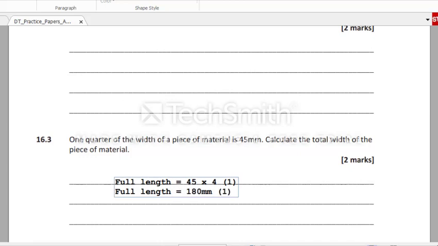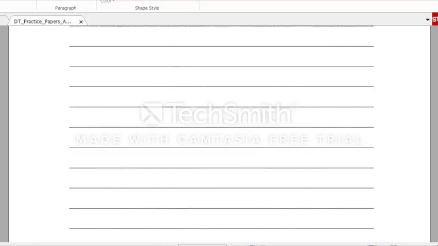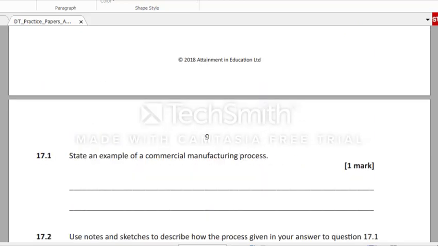Sorry, question 17.1 is coming up. Apologies. So question 17.1, let's read the question first. State an example of a commercial process. For polymers you could put down the following, but we're going to concentrate on vacuum forming this time round. But you should revise injection molding as well.